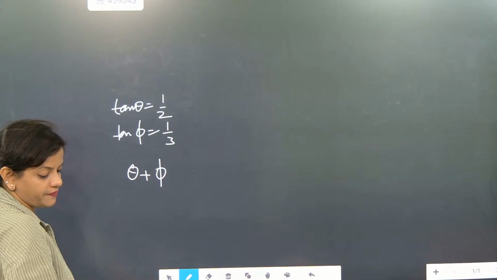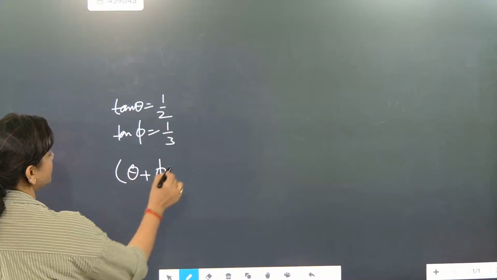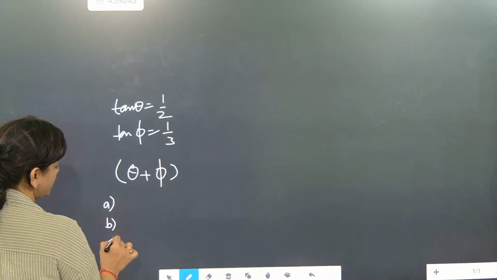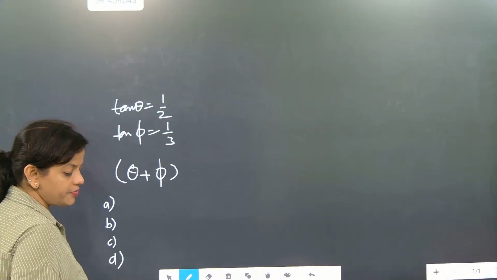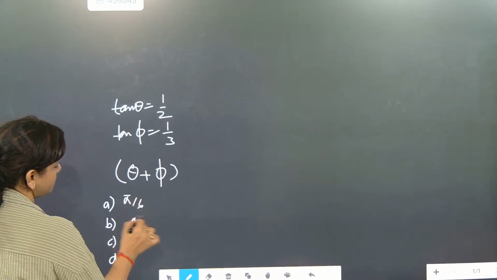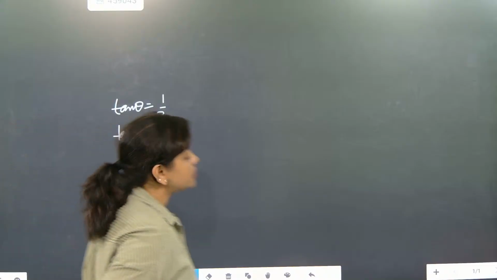Theta plus phi. What is the value of theta plus phi? Your options are, check this one out beta, one time try: pi by 6, pi, 0 and pi by 4. Chalo, try this question.